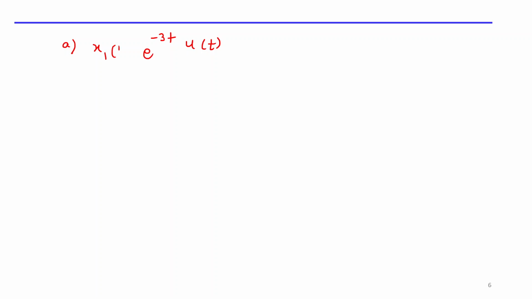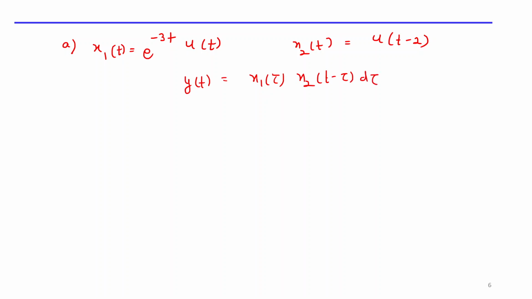Let's say your x1 of t is something and your x2 of t is u of t minus 2. Now you solve this question by using convolution. So what do you do, sir? First, what is the formula? The integral of x1 tau, x2 of t minus tau, d tau, from minus infinity.